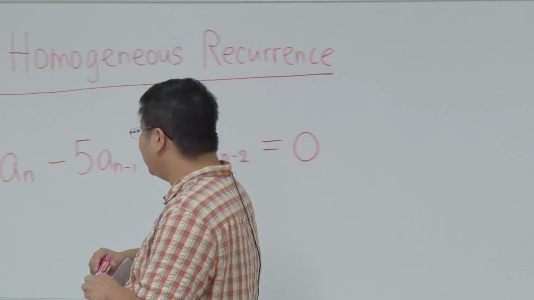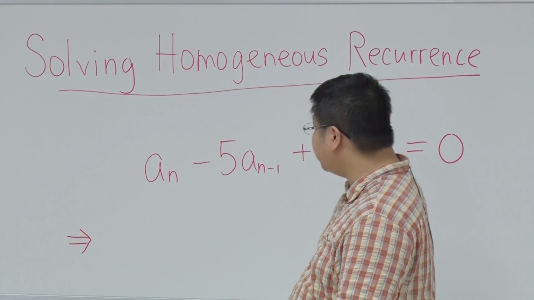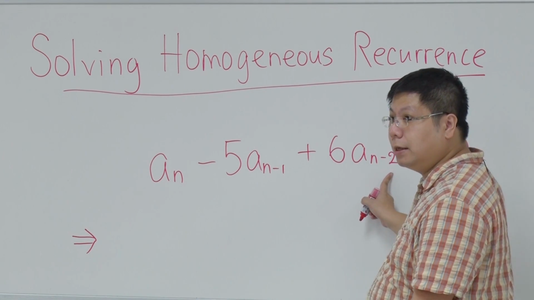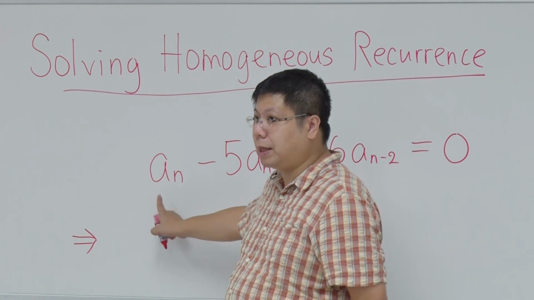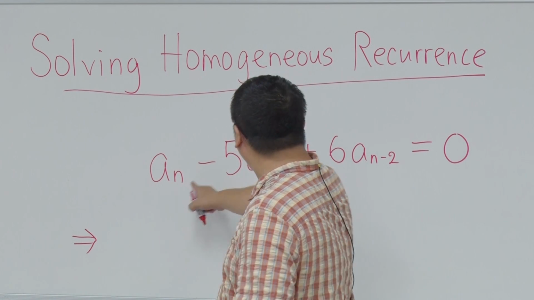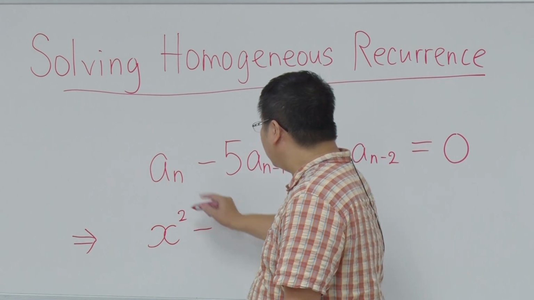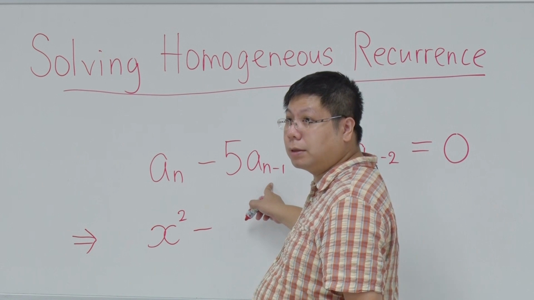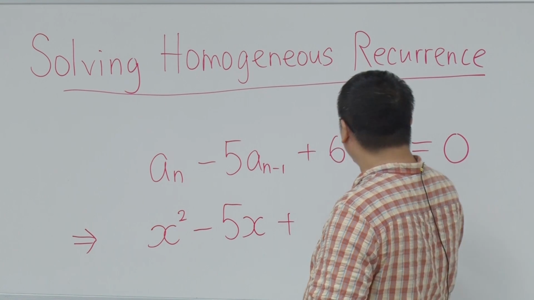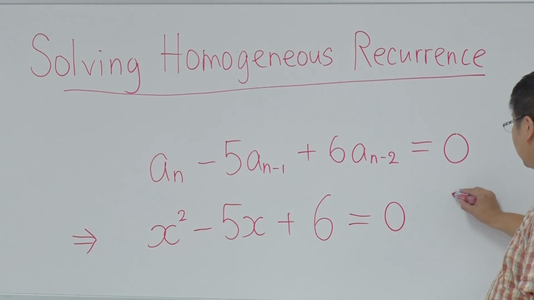A standard trick here is we create a characteristic equation. So the characteristic equation is like this. If it is starting from a_n up to a_{n-k}, we will use the term x to the power k to represent a_n. Here there are 3 terms, going from n up to n minus 2. I'm going to use x squared to represent it, then x to represent a_{n-1}, and for this one I'm using the constant to represent it. So this is the so-called characteristic equation.